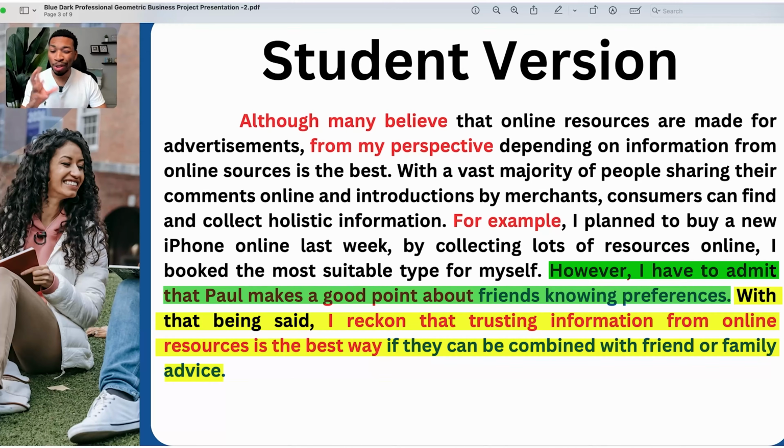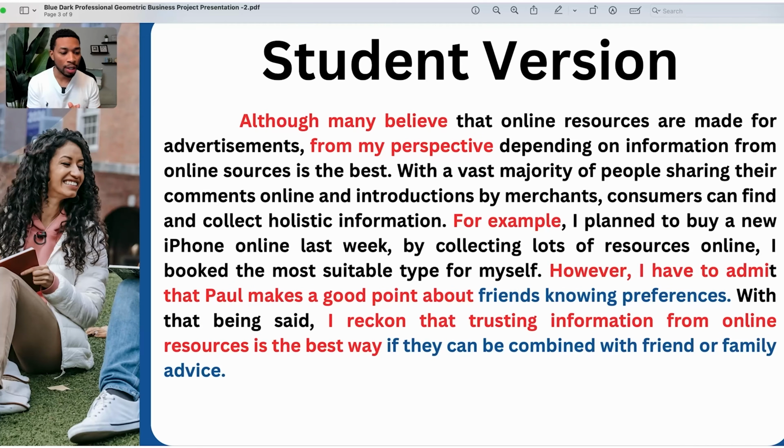So here, the conclusion is not that great, because now it seems like he's saying that the other person's opinion is actually good. So because he's saying that the other person's opinion is good at the end, he's actually taking away from his own reason, his own opinion. And we don't want to do that. So it would be better if he would have said something like, he reckons that trusting information from online resources is the best way and even better than information that you can get from friends and family. Something like that would have been a little bit better.